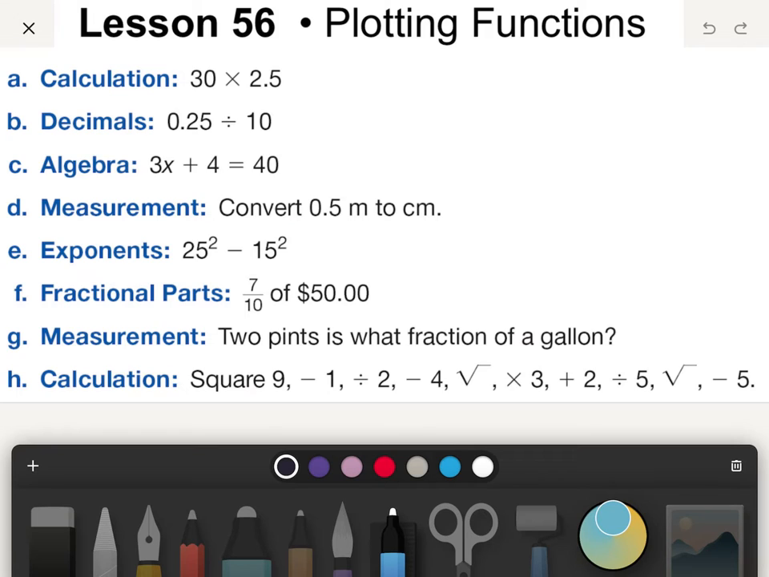So today we're doing plotting functions, and it is pretty simple. Pretty quick and simple today. Okay, I'm done. Okay, all right. That sounds like I should get started then.